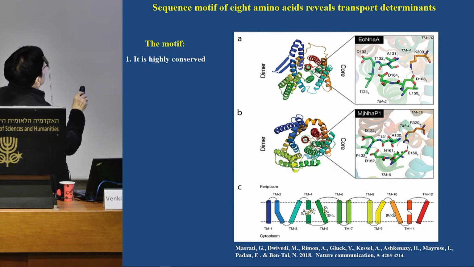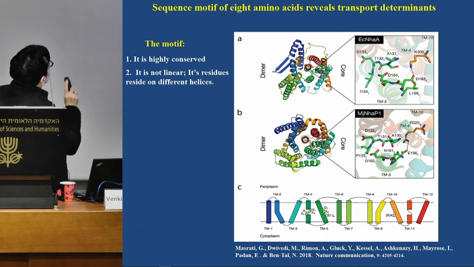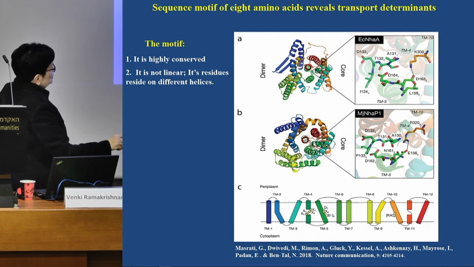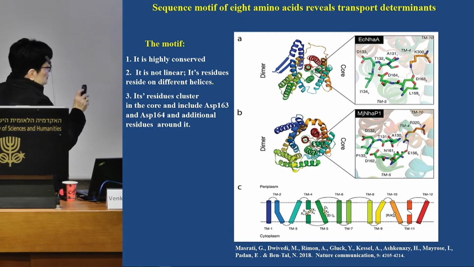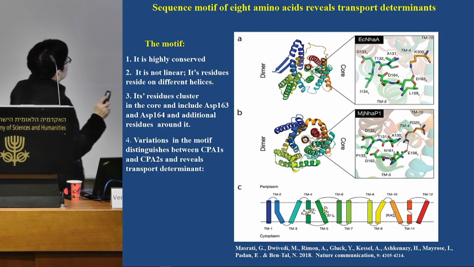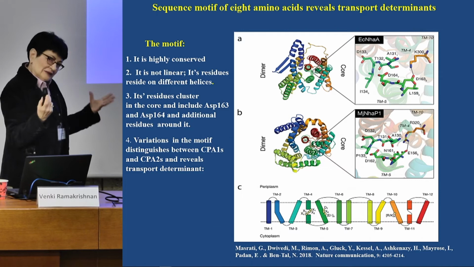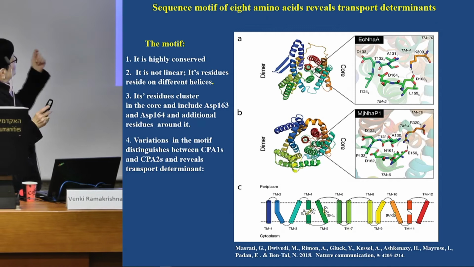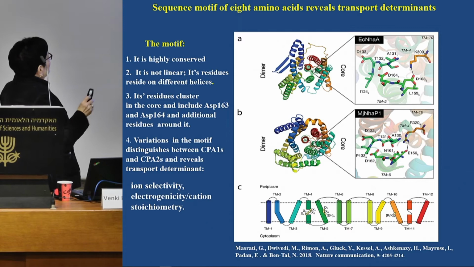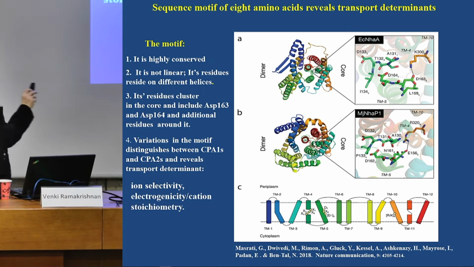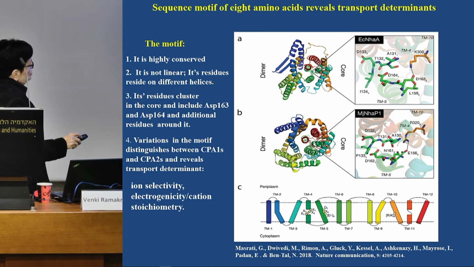First of all, it is highly conserved, as I said. Second, it is not linear. You can see it here. It's on different helices. Its residues indeed cluster around the binding site. And variation in the motif by evolutionary analysis, and if you have questions, you can ask Nir exactly how they got to it, distinguishes between CPA1 and CPA2, and as well, they reveal the transport determinants.